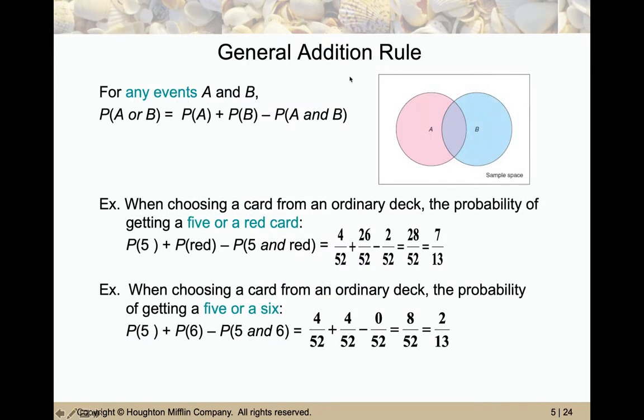All right, so your general addition rule is going to be that for any events A and B, the probability of A or B is going to be the probability of A, so the area of the pink circle, plus the probability of B, so the area of the blue circle. But we've added this little purple part, the part where they overlap, when we did the probability of A. Then we turned around and added it again with the probability of B. So we need to subtract it off once because it's been added twice.